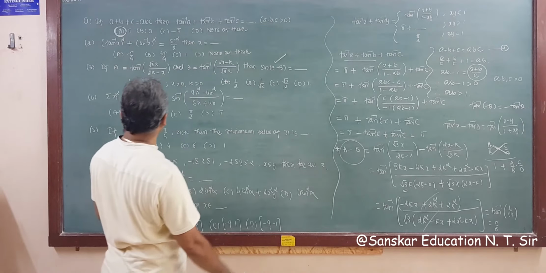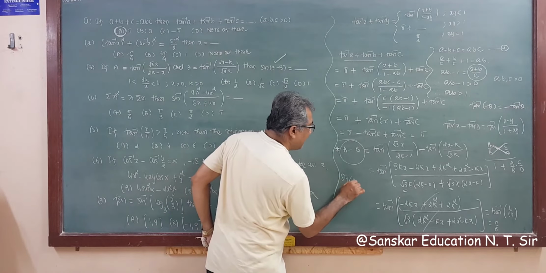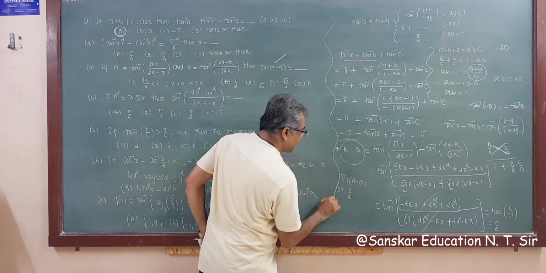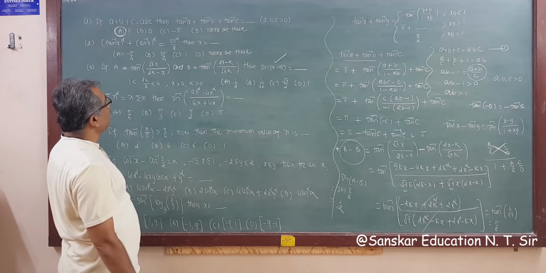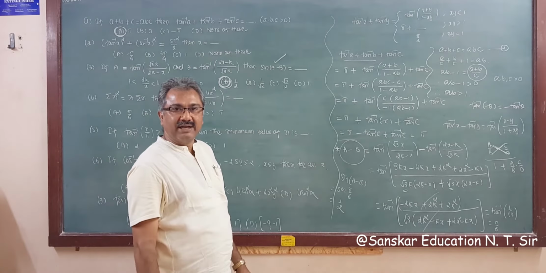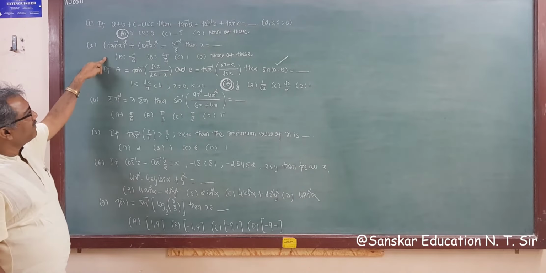Now what do we have to find out? We have to find out sine of A minus B. That is, sine of (A minus B) is equal to sine of pi by 6, and sine 30 is 1 upon 2. So option A is your correct answer, right? So question number two is skipped, right?